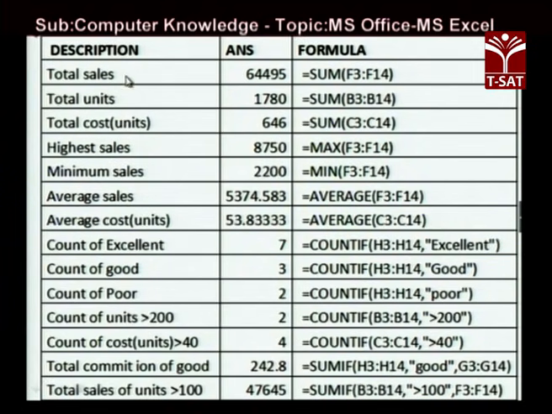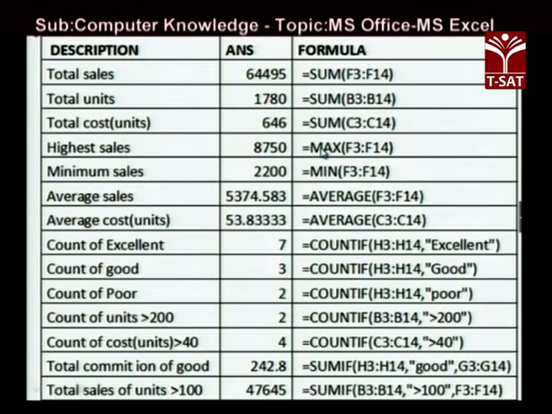So, total sales, total means sum of the sales. Sum of the sales means we have to use the sum shortcut key. Next, units. Units also sum of units. So equals sum of starting range to ending range. This is about sum.